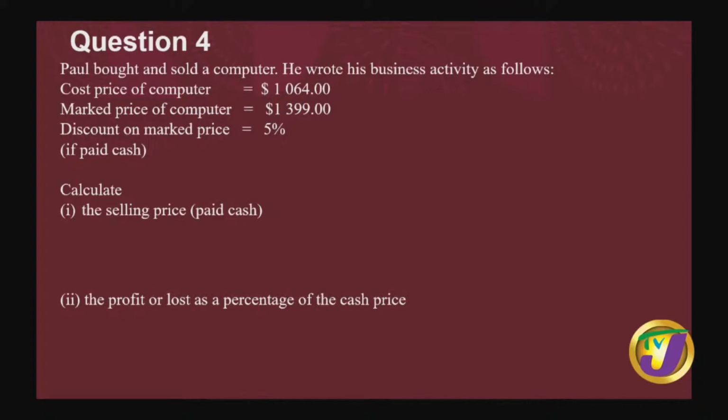Now, that clause right there, if paid cash, is crucial. You, me, all of us going to buy this computer will not get it at a discounted price unless we pay cash. So if I'm paying Paul by using my card, I'm not getting this 5%. Only if I have the cash.